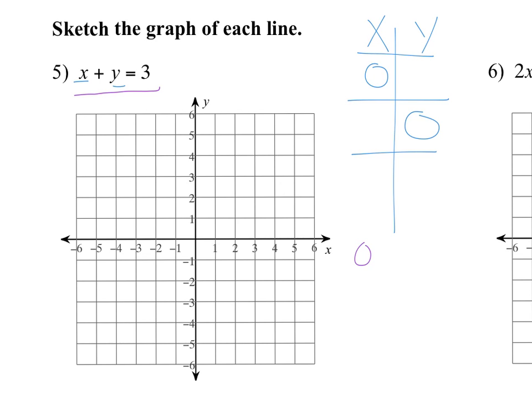So we go 0 plus y equals 3. That means y is 3. That's the point 0, comma 3. If I plug in 0 for y, that's going to be x plus 0 equals 3. That means that x equals 3. I'm going to plot that point. My line has got to go through those points, and I have graphed my line.